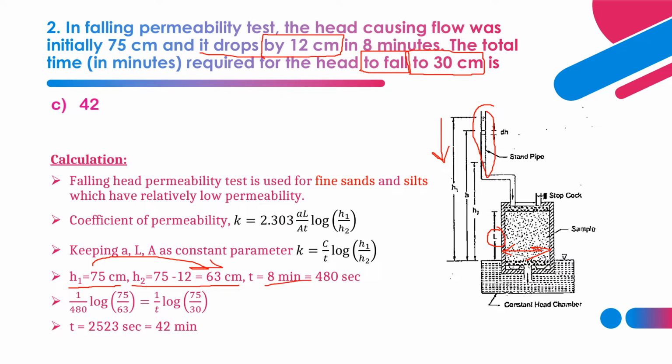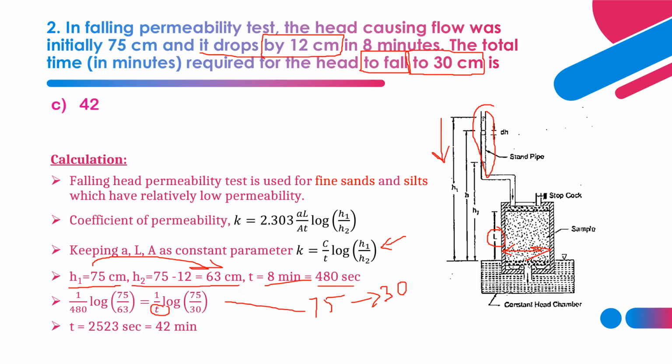or we can convert it to seconds for easier calculation and for dimensional homogeneity, 480 seconds. And here we can substitute all the parameters we know. So C by 480 log of 75 by 63 is equal to C by T log of 75 by 30. This T we have to find.